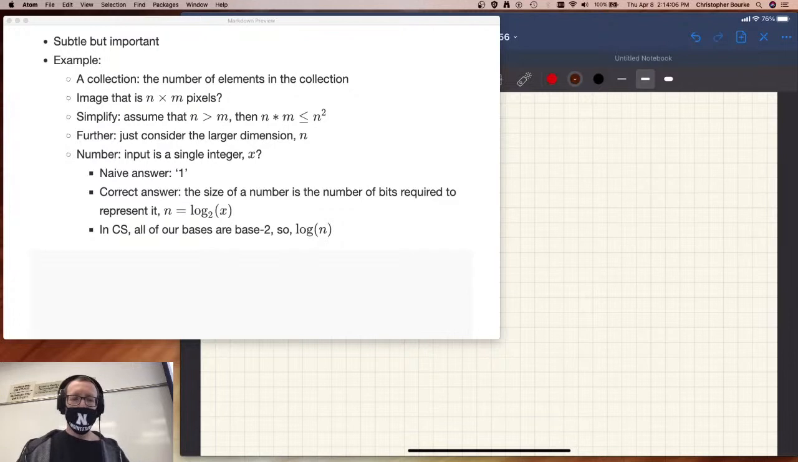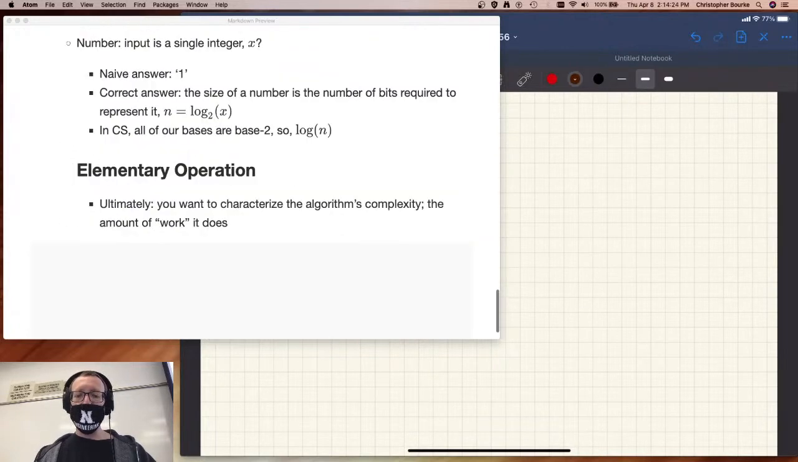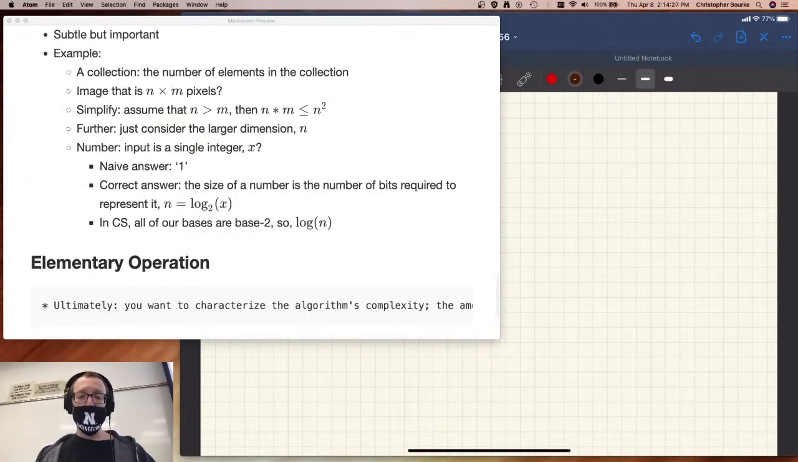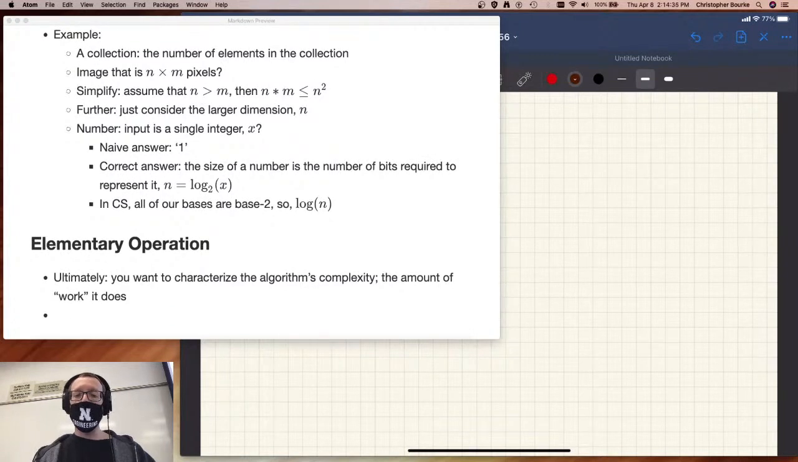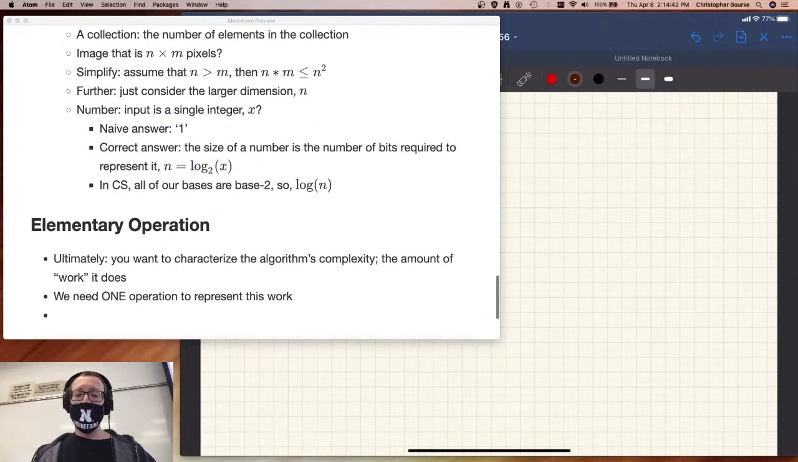Okay, so after we've identified the input size, the next step is to identify the elementary operation, right? Ultimately, what we want to do is characterize an algorithm's amount of work or the amount of resources that are required to actually execute this algorithm, right? So we need one operation to represent this work, right? We want only one.